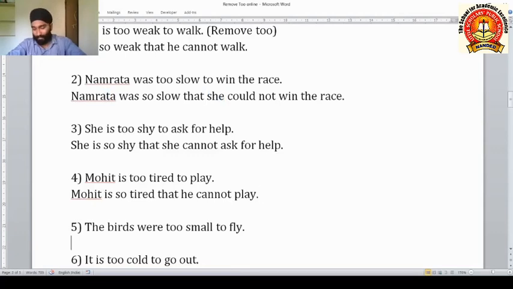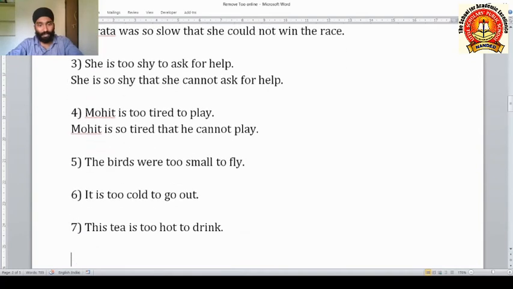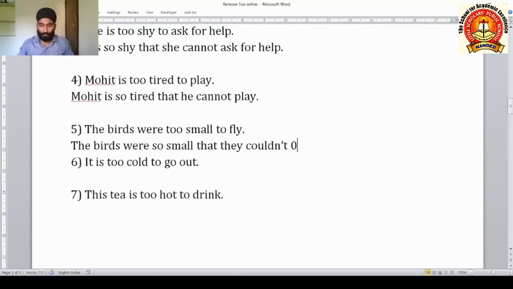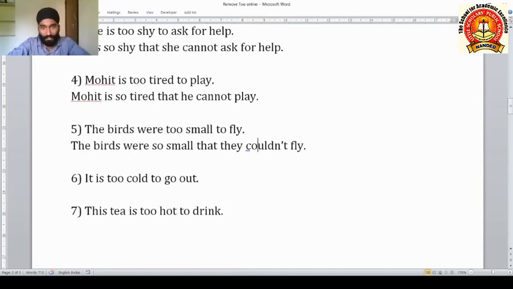Come to the next example, fifth example. The birds were too small to fly. The birds were so small that they couldn't or could not fly. The birds were so small that they couldn't fly. Here we have used the pronoun "they" because the subject is plural, and "couldn't" because "were" is there and it is past tense.